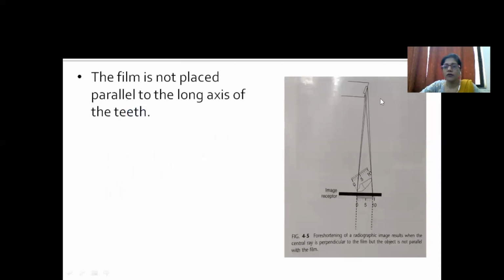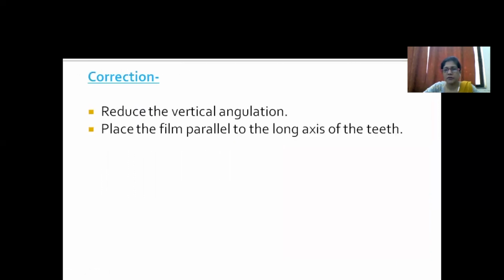This diagram shows how exactly it may be foreshortened. The film is not placed parallel to the long axis of the teeth. Can you see here the film is placed at an angle? It is not parallel, and so this might be the reason for foreshortening of the image. Correction: reduce the vertical angulation or place the film parallel to the long axis of the teeth.